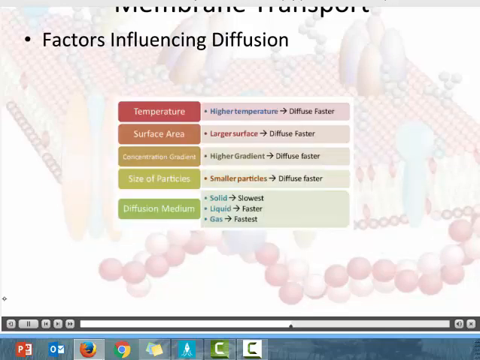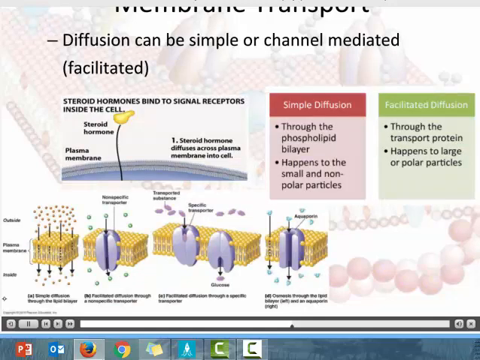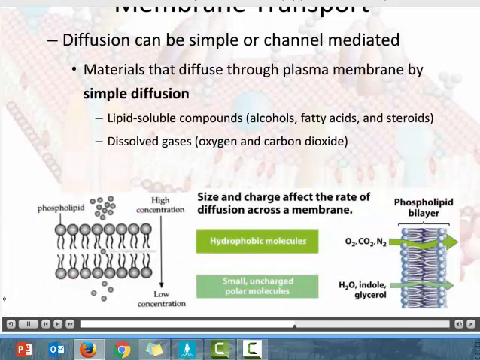Diffusion can be categorized as simple or channel-mediated. Simple diffusion means that materials are simply going to be allowed to move across the membrane whenever they want to, according to their concentration gradient. They do not have to stop at go. They just pass through the membrane with no help. They just do it. Materials that are capable of simple diffusion include lipid-soluble compounds.